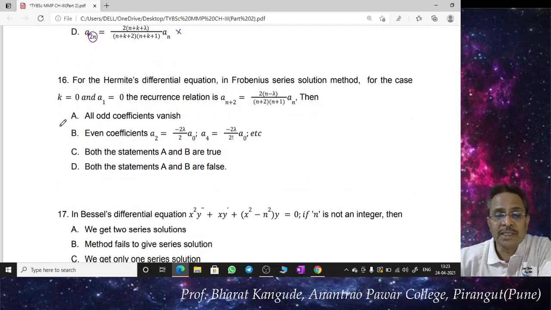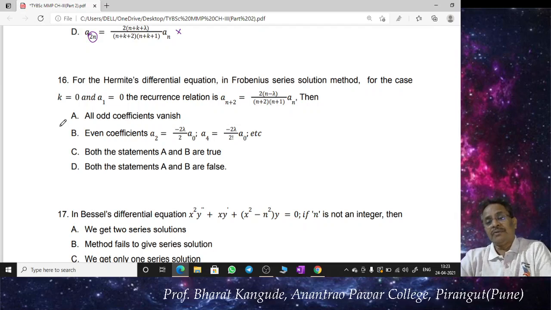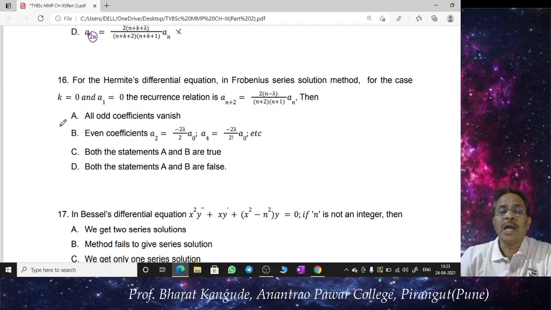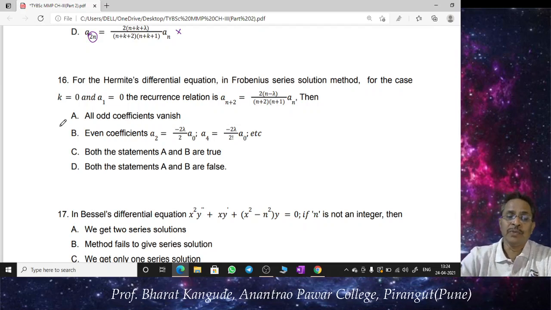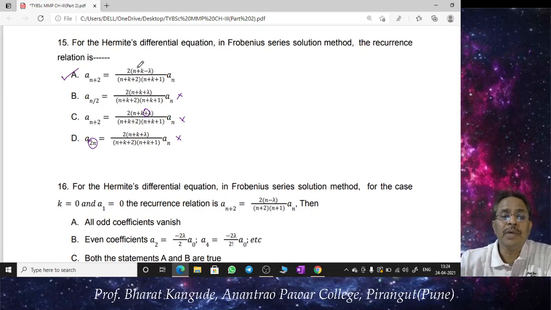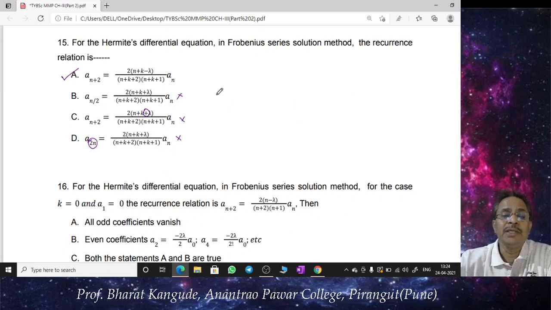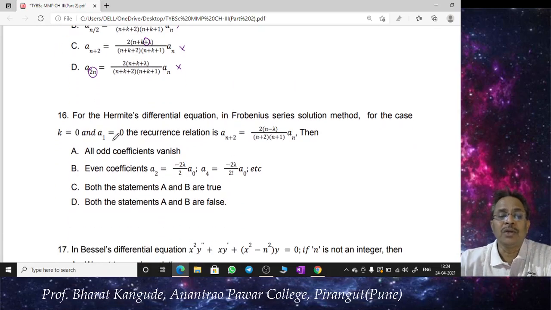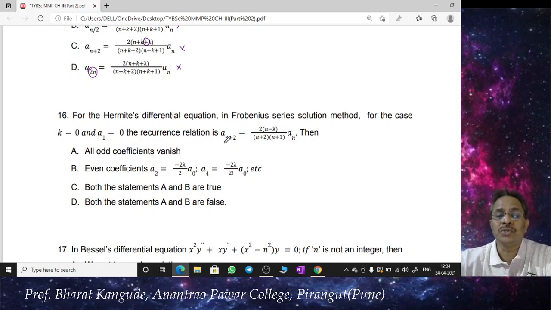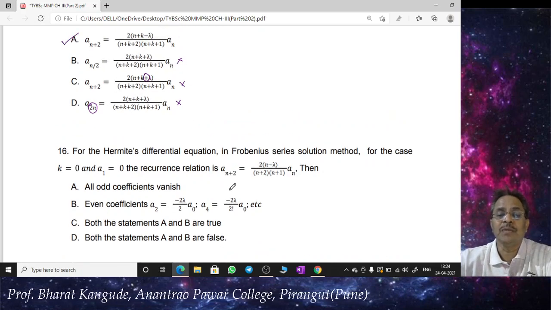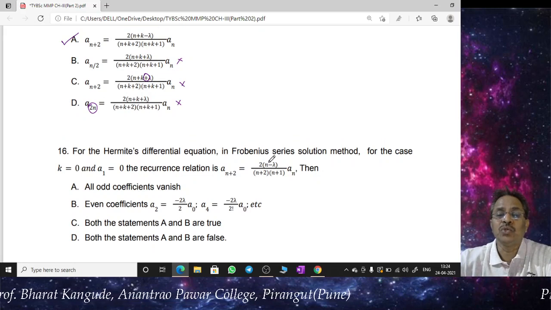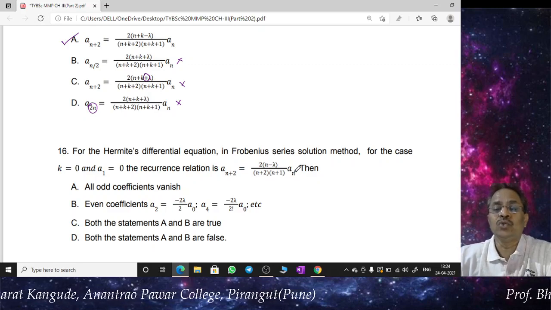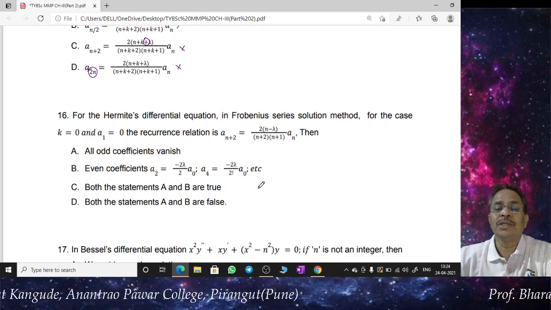Now there are several cases. For the Hermite differential equation in the Frobenius series solution method, for the given case k is equal to 0 and a1 is also equal to 0. So in this recurrence relation, if I write k equal to 0 and a1 equal to 0, then what will happen? I'll get a(n+2) equal to 2(n minus lambda), k being 0 there, upon (n+2)(n+1), into a_n. This is called the recurrence relation for this particular case.